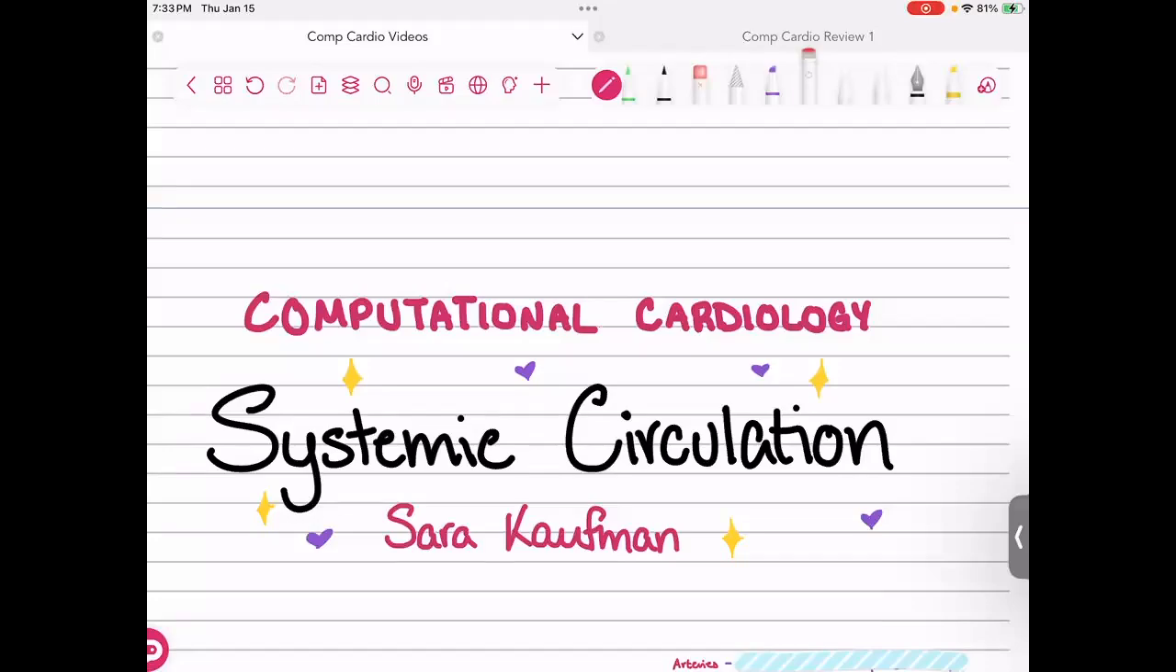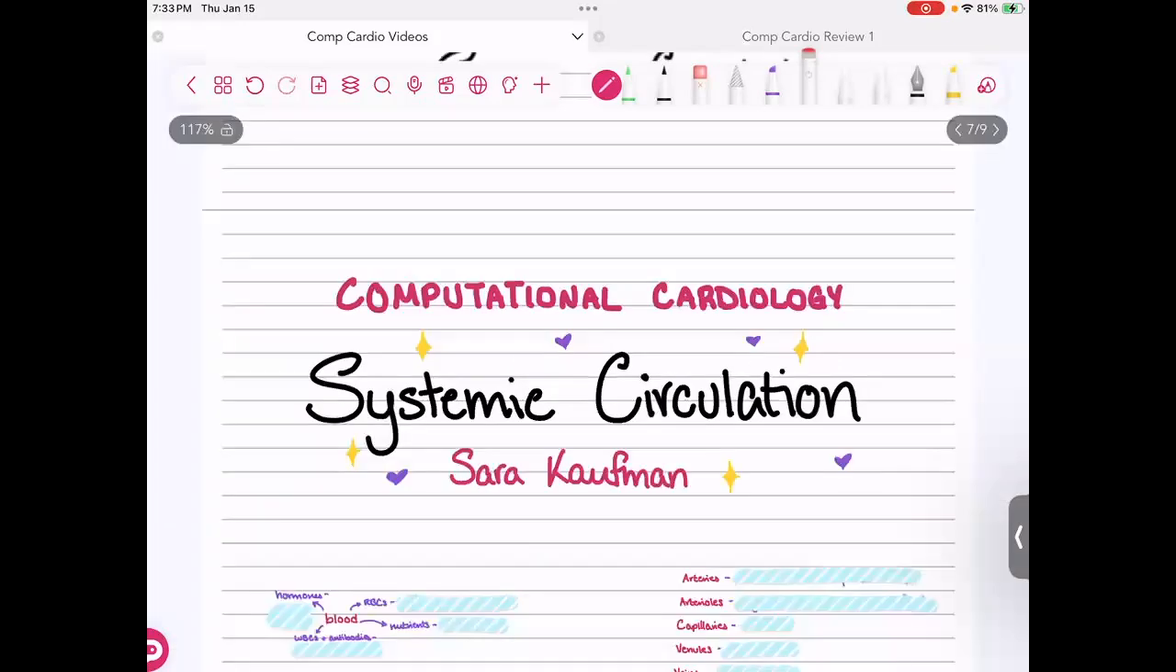We've been talking a lot about the heart and the way that it works, the way that it interacts with the body, but we haven't really been branching beyond that. So let's take a look at blood and where blood goes.